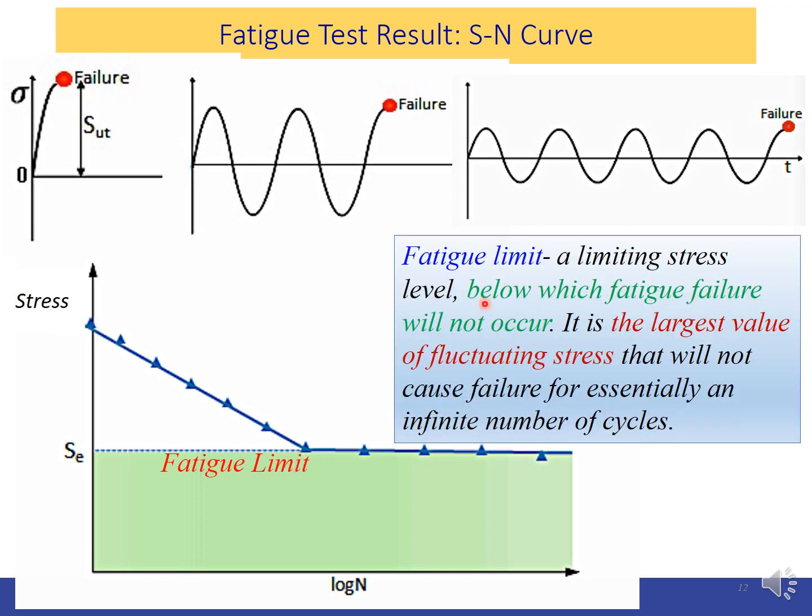So this stress level is called the fatigue limit of the material. The fatigue limit is a limiting stress level below which fatigue failure will not occur. So it is the largest value of fluctuating stress that will not cause failure for essentially an infinite number of cycles. Which means if we use the material below the fatigue limit, it is safe. It will not fail because of fatigue.